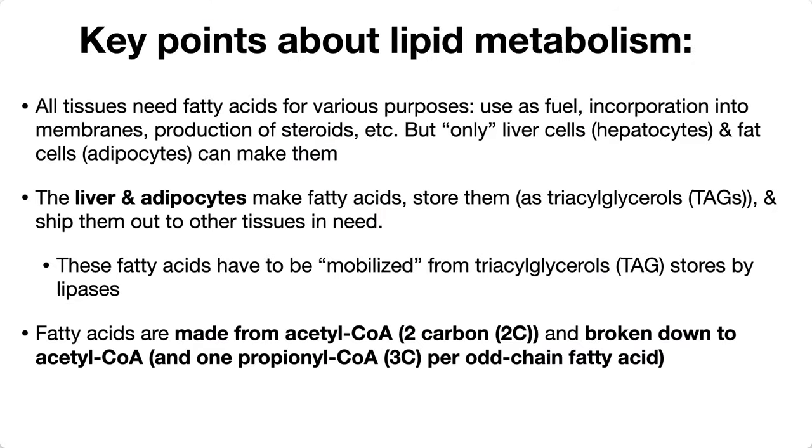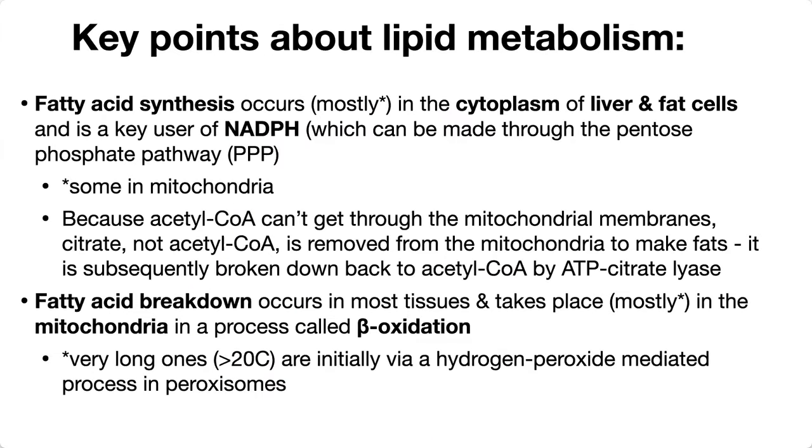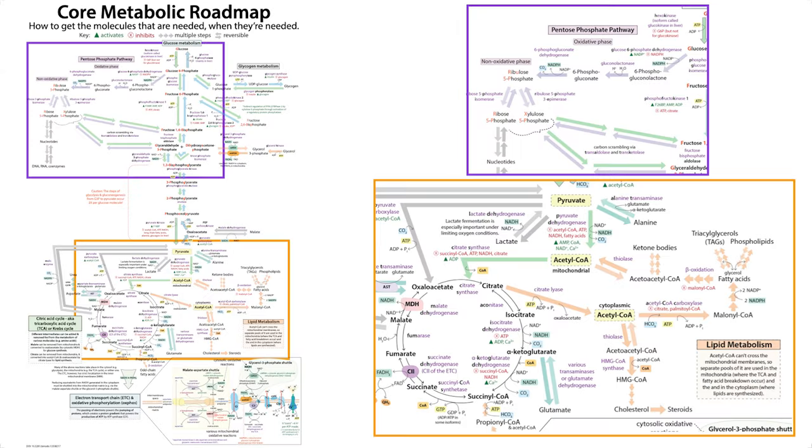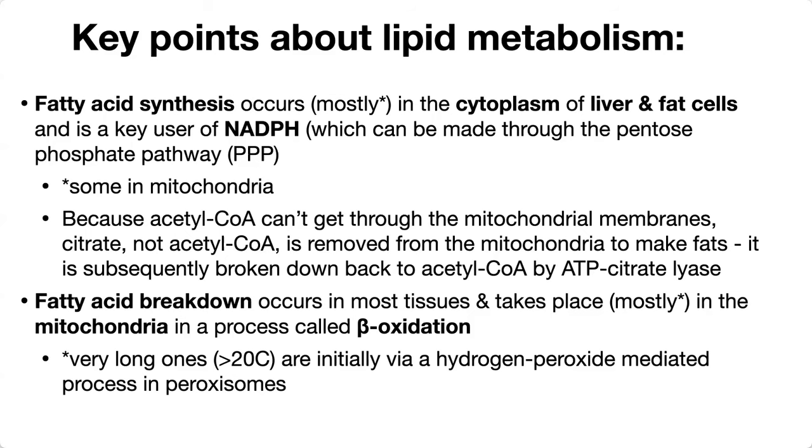Fatty acids are themselves made from acetyl-CoA. The synthesis of fatty acids occurs mostly in the cytoplasm of liver and fat cells and is a key user of NADPH, which can be made through the pentose phosphate pathway. I say it mostly happens in the cytoplasm of liver and fat cells. Some of it happens in the mitochondria, but mostly in the cytoplasm.